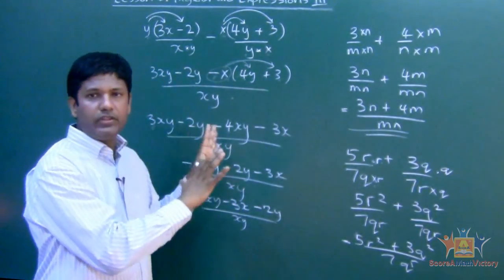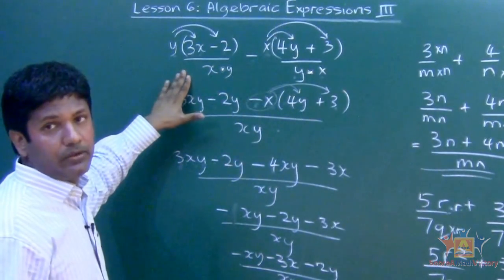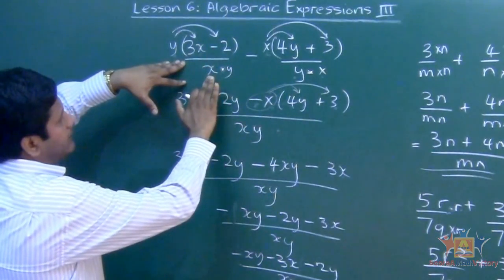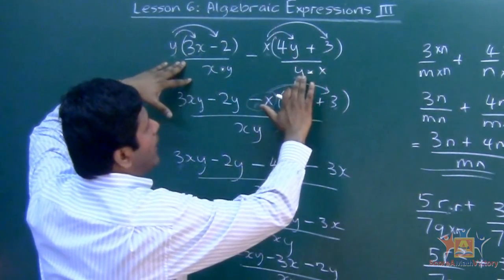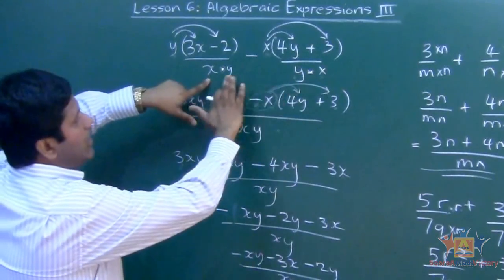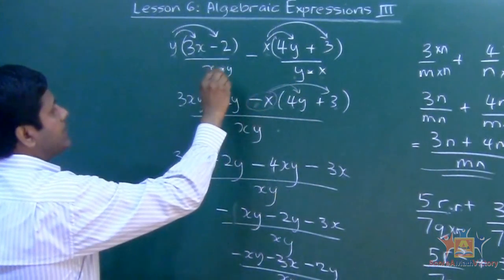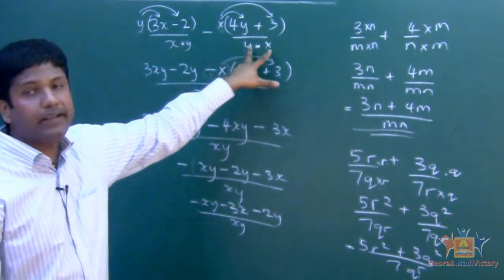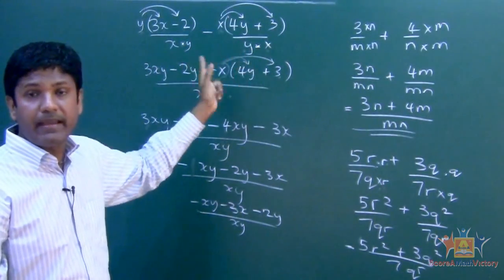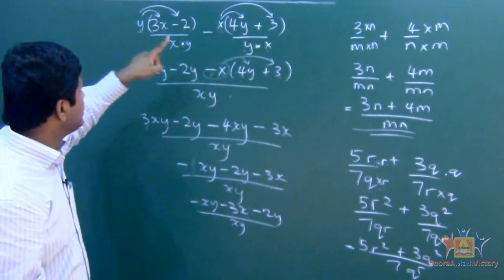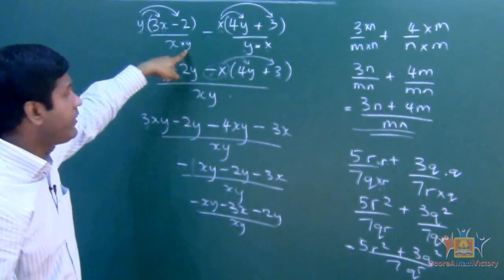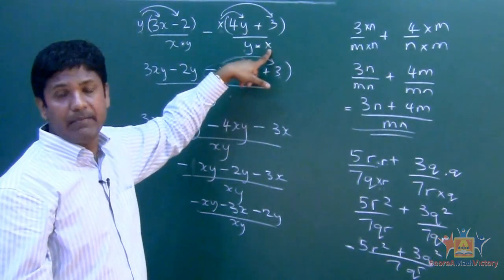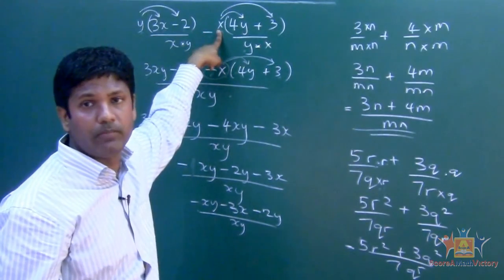Let's review this again. I want to make sure you understand this. So I gave you 3x minus 2x and then 4y plus 3y over y. They're not common denominators. To make the common denominator, I multiply this by y and this by x. So this one becomes xy, xy. Since I multiplied the denominator by y, I multiplied the numerator also by y. Since I multiplied the denominator by x, I multiplied the numerator also by x.